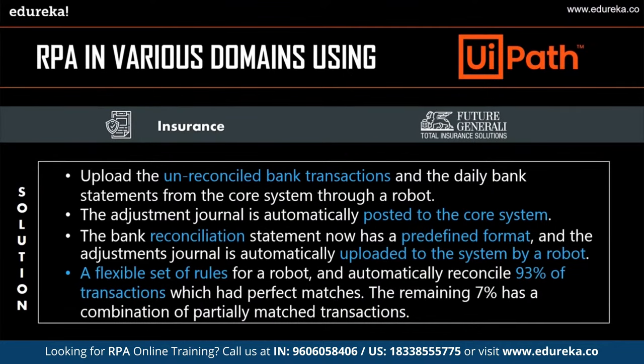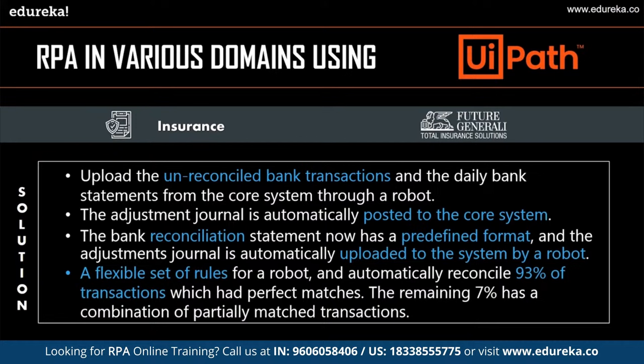They could upload the unreconciled bank transactions and the daily bank systems from the core system through a robot. The adjustment journal was automatically posted to the core system. The bank reconciliation system now had a predefined format, and the adjustments journal is automatically uploaded to a system by a robot. Finally, a flexible set of rules were set for a robot, which would automatically reconcile 93% of the transactions which had perfect matches.